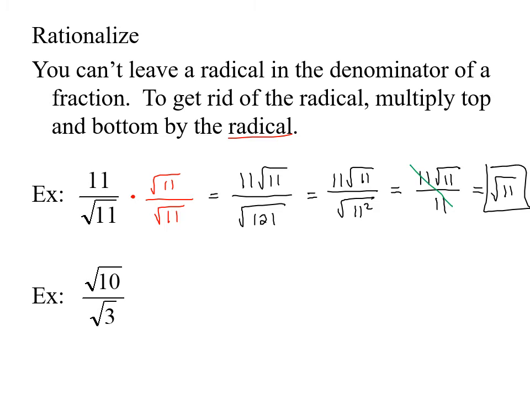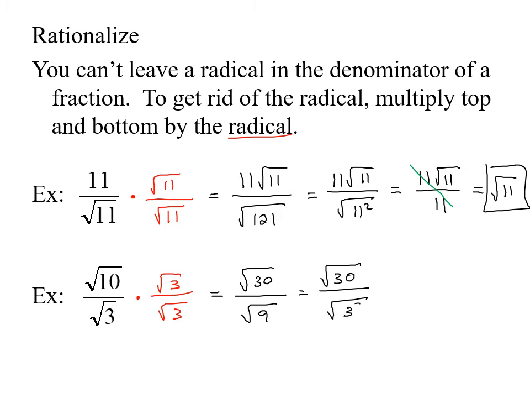On the second one, I'm going to do the same thing. I'm going to multiply by the square root of 3. Whatever's on the bottom, that's what you multiply by. And so on top, they both have radicals on them, so this becomes square root of 30. And on bottom, this becomes square root of 9. The square root of 9 is 3 because 9 is 3 squared. And the radicals cancel to give you square root of 30 divided by 9.